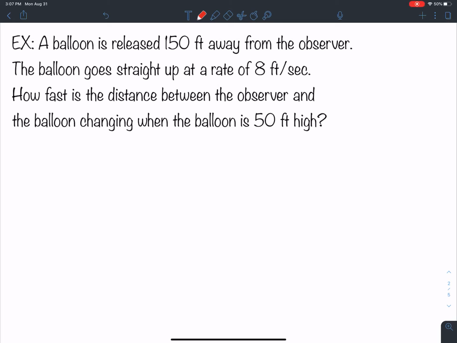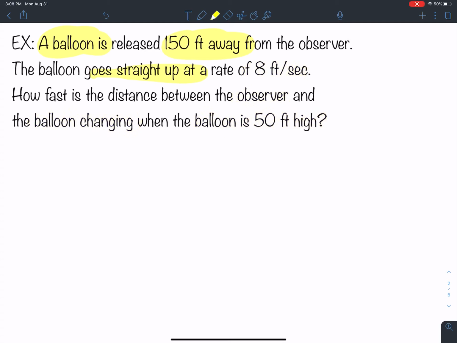So here we have another related rates problem. We've got a balloon that is released 150 feet away from the observer. The balloon goes straight up at a rate of 8 feet per second, not too slow. How fast is the distance between the observer and the balloon changing? Okay, when I see changing, I'm thinking derivative with respect to time. When the balloon is 50 feet high, okay?